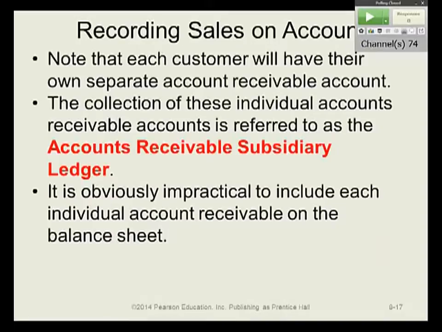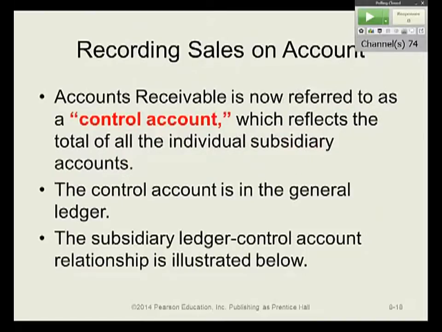Those individual accounts will be in what is known as an accounts receivable subsidiary ledger. And obviously it's impractical to have thousands of receivables on our balance sheet. So we condense those subsidiary accounts into the general ledger account. So now we have two different ledgers. We've got a subsidiary ledger and we have the general ledger. When you look at the general ledger now, accounts receivable in the general ledger is known as the control account. So the general ledger account is known as the control account, and the individual accounts are in the subsidiary ledger.